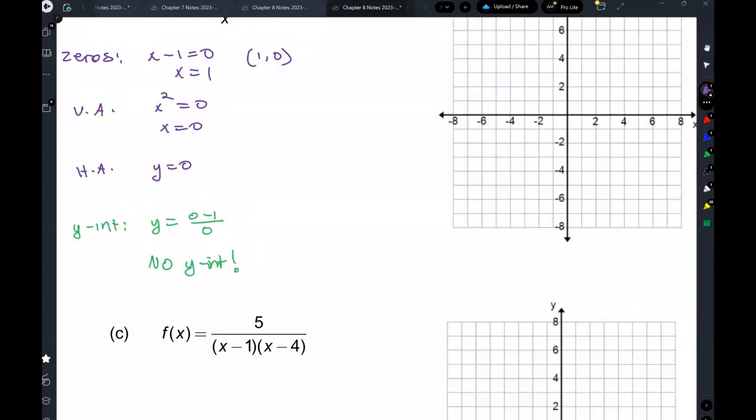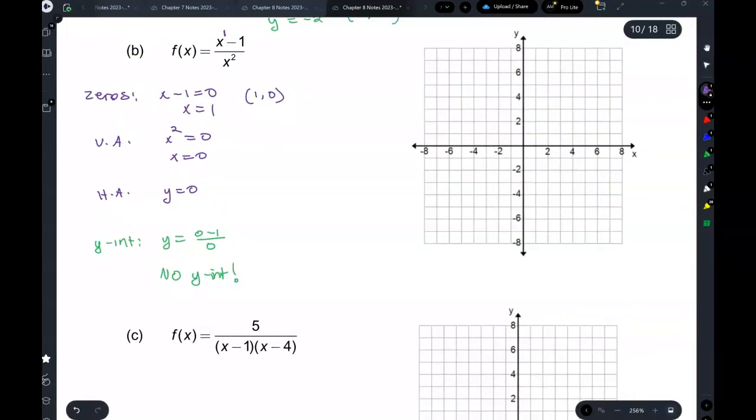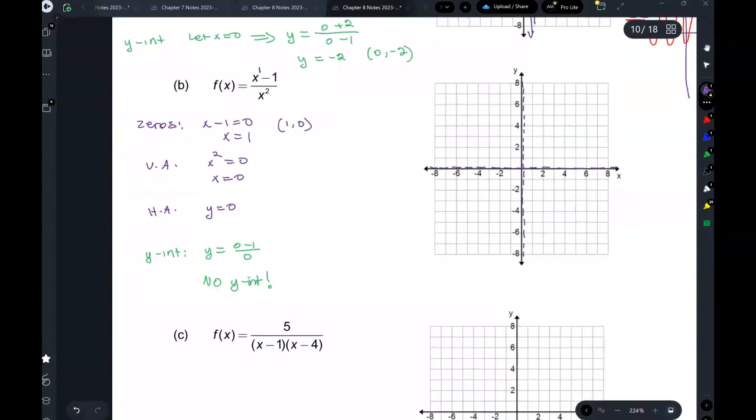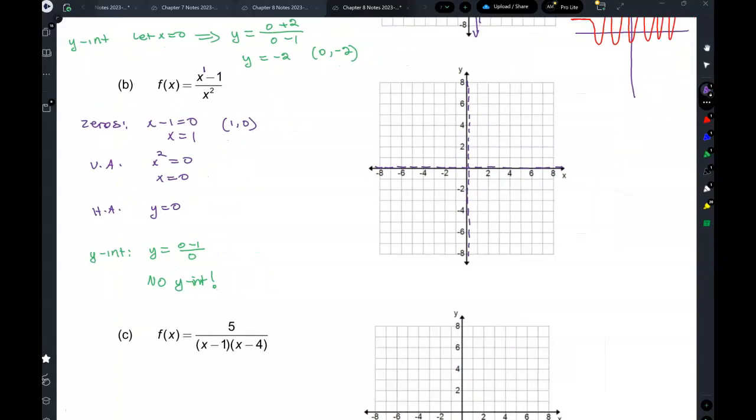So there is a vertical asymptote and a horizontal asymptote here. No y-intercept. At (1, 0), there is a zero. But we just said that's okay, because the graph can cross the x-axis. Now let's put in some points here.